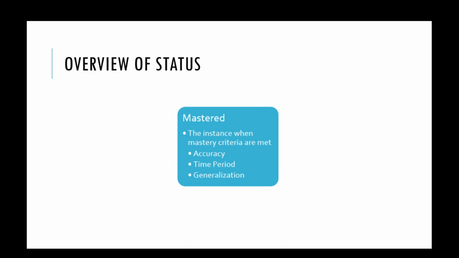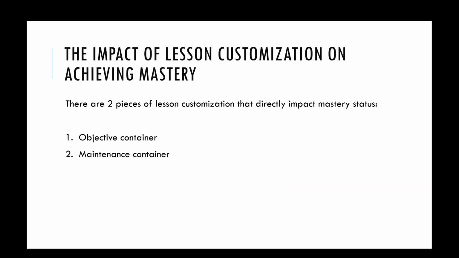So we'll talk a lot about these specific parameters and how to set them up and how to monitor them. Before we get there, there are really two pieces of lesson customization that most directly impact the mastery status. The majority of the objective container sets you up to customize those criteria for mastery. We'll start there, and then we'll talk about the parameters in the maintenance container that also have an impact on status.